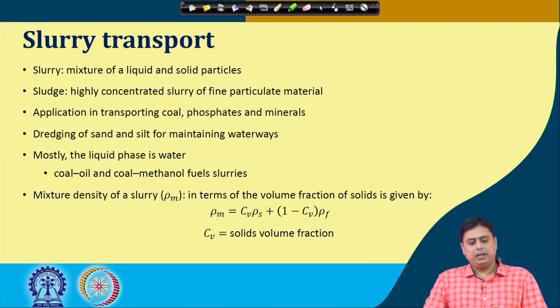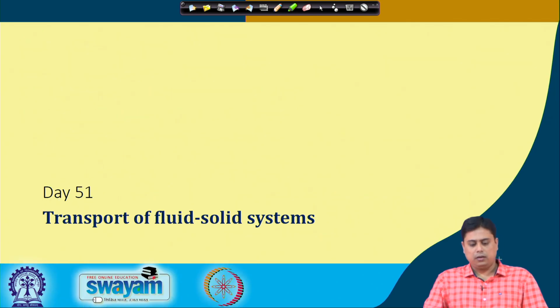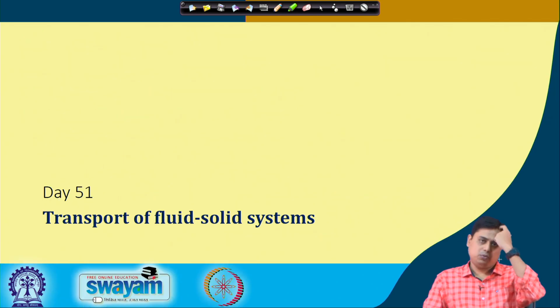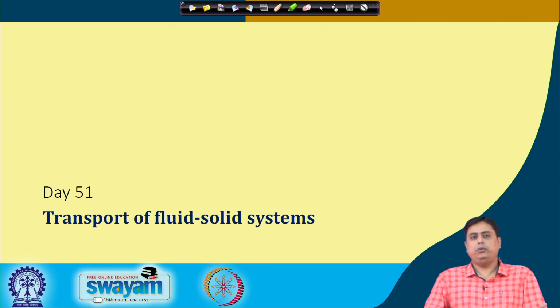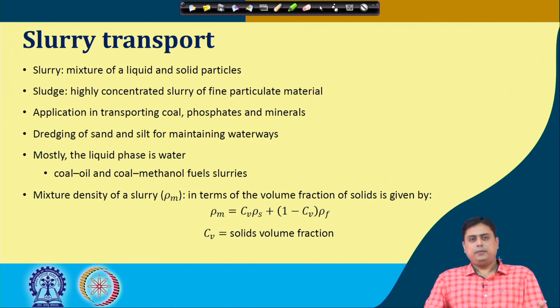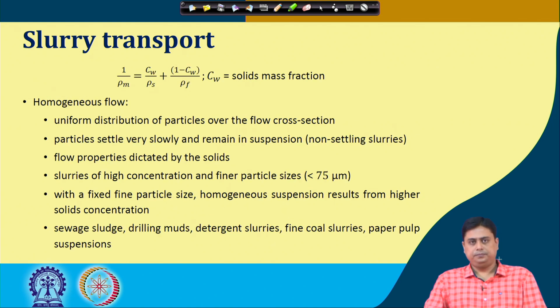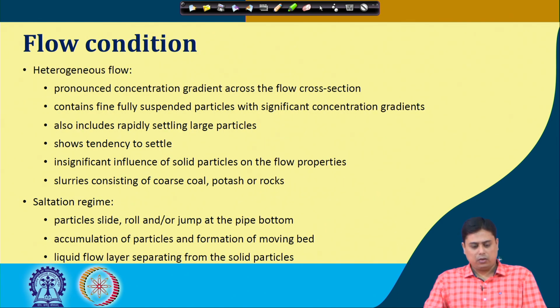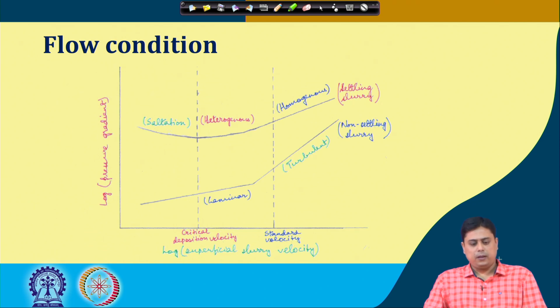And then in the penultimate segment we reached slurry and pneumatic transport, the transport of fluid-solid systems. When the fluid is liquid, it is slurry, and when the fluid is gas, it is pneumatic transport. In this case we have seen how to estimate the mixture density of a slurry. What is the Einstein equation, related to that, how to calculate the effective viscosity or mixture viscosity.